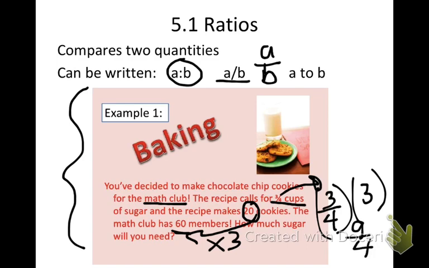So that means I need 9 over 4 cups, and if I put that as a mixed number, I would need 2 1/4 cups of sugar. So ratios help us to figure things out. Say I need to make a lot of cookies, or I need to make a lot of birthday cake. It helps us to figure out what we need.